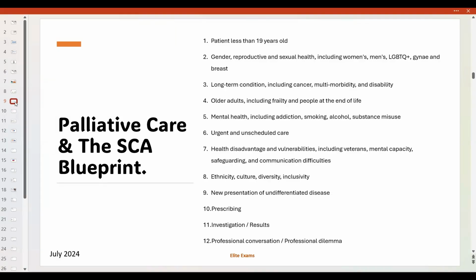This is a brief exercise for all of us. When you think about palliative care, which of these blueprint areas do you think palliative care would relate to? Use the numbers 1 to 12 and put them in the chart. You can put as many numbers as you like, 1, 5, 6, 9. Just think about it, because it gets us to think outside the box: if palliative care comes up in the exam, how can I expect it, or in what clinical scenario would it come about? This helps us think.